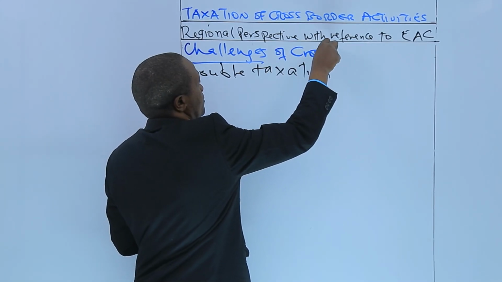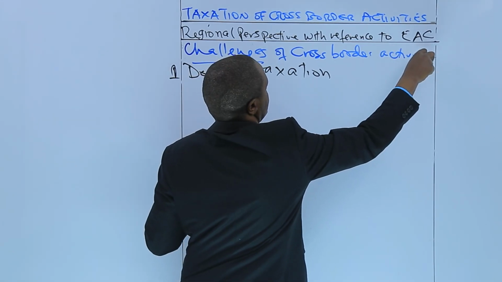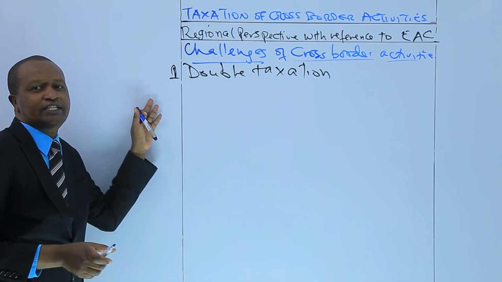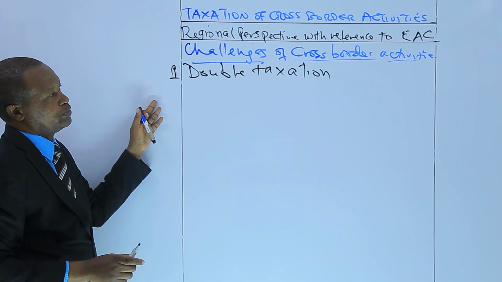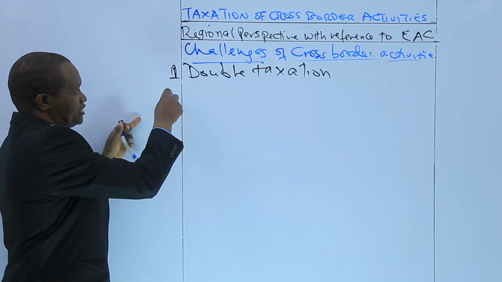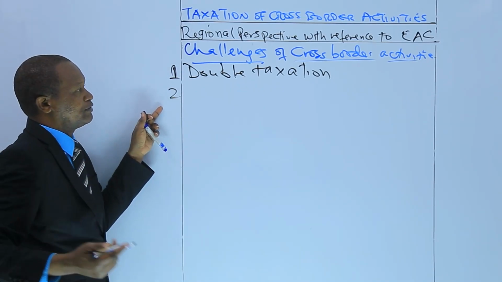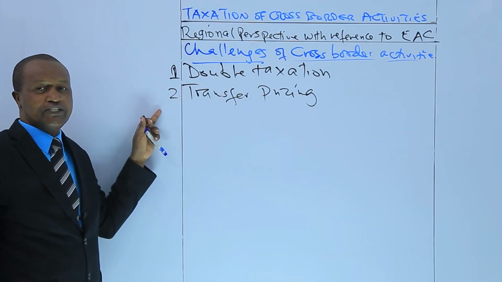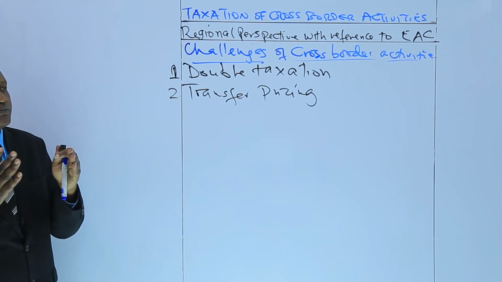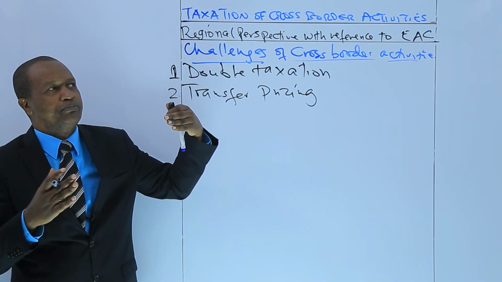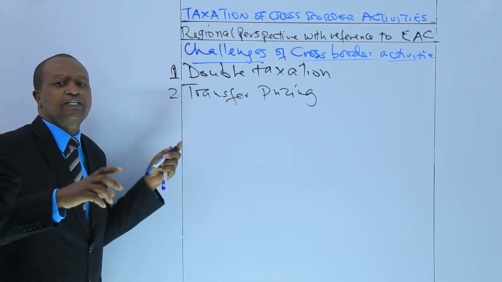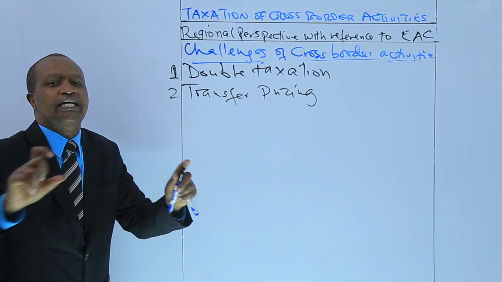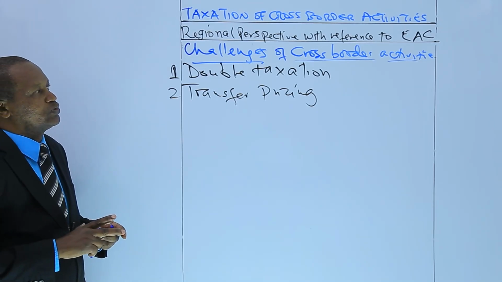We are studying the challenges with reference to the East African community. But before we look at the harmonization within the East African community, it's important for us to understand some of the challenges. The second challenge of cross-border activities is transfer pricing. Manipulating the transfer prices of goods and services between related entities in different countries can shift profits to what we call low tax jurisdictions, thereby reducing the overall tax revenue. So that's one of the challenges associated with cross-border activities: transfer pricing.